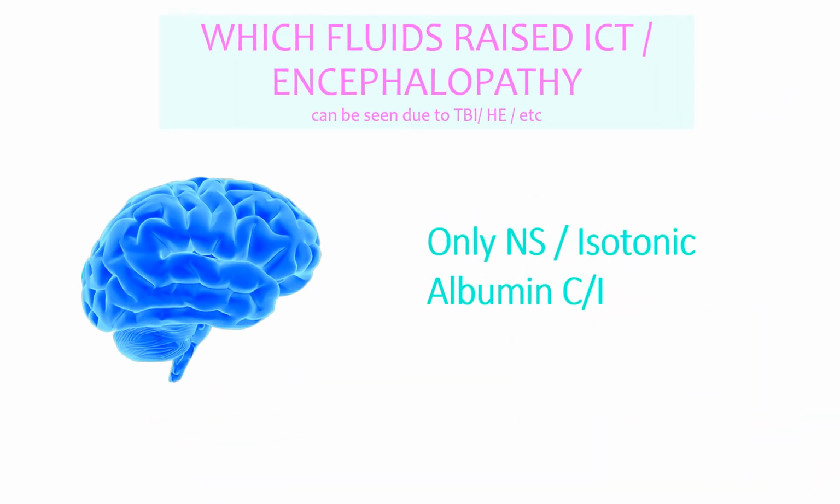Now, which fluids for raised ICT and encephalopathy? Please give only normal saline or isotonic saline. If you use 5% dextrose, then you are going to cause cerebral edema and you raise the ICT. And it has been shown clearly that albumin increases mortality in traumatic brain injury and is contraindicated. And that is probably because albumin also leaks out from the intravascular to the extravascular space and can increase the oncotic pressure and the cerebral edema. So use isotonic or hypertonic saline, that is fine in raised ICT patients. You often use hypertonic saline like in hepatic encephalopathy or raised ICT patients.